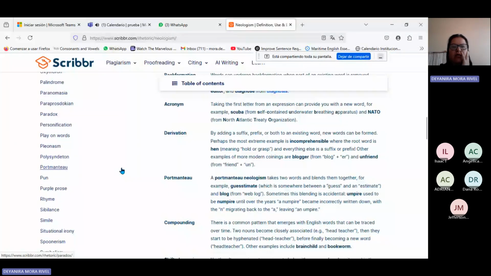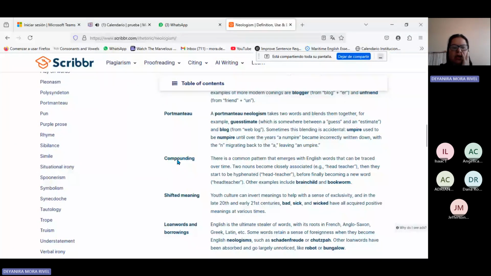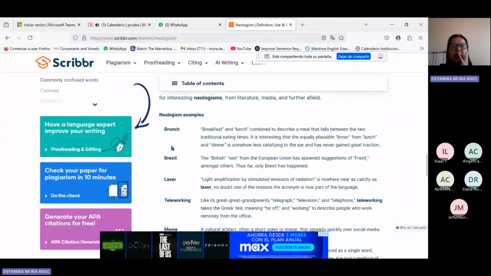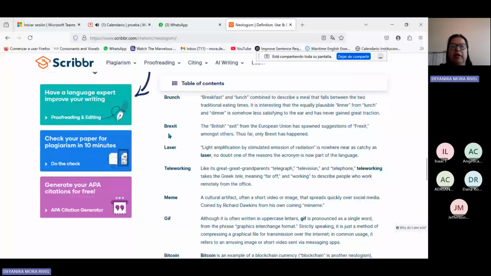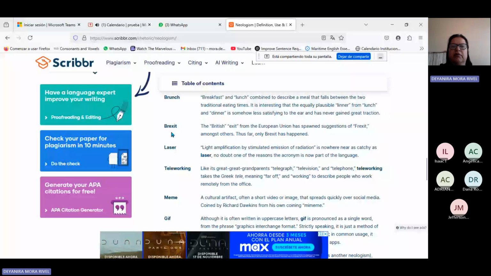This one has all the forms that we're going to study, but let's have, for example, brunch. Brunch is when you meet someone and you have a late breakfast or an early lunch, breakfast and lunch combined. Let's say at 10, right? 10 is late to have breakfast and it's early to have lunch. Brexit was a combination also, to show the exit of the British from the European Union.